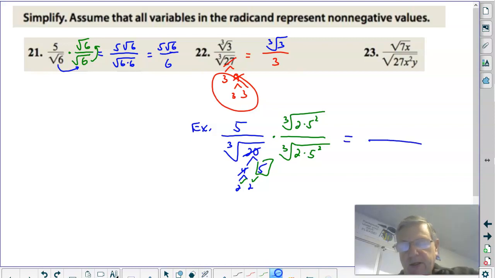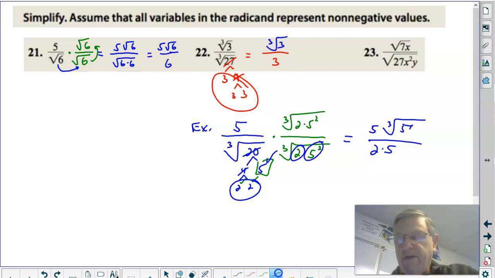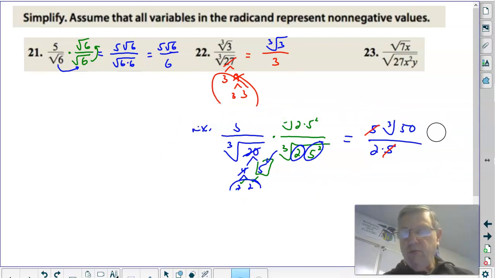Notice as I now rationalize the bottom, 1 2 3 2's, I get a 2 out. 1 2 3 5's, I get a 5 out. My bottom's going to be a 10. My top is 5 times the cube root of 2 times 25 is 50. And notice here, you can always reduce. This 5 and that 5 reduce, and you get the cube root of 50 over 2. All right, rationalizing with cube roots.